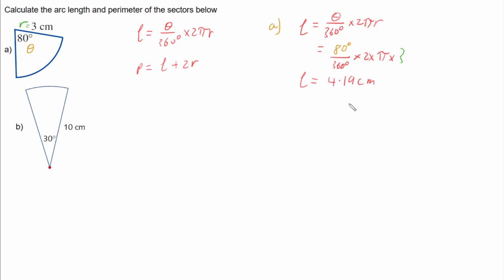4.19 centimeters. Then to get perimeter, which is that arc length plus 2 lots of the radius, so that means I've got 4.19 plus 2 lots of 3. And if I work that out, that means my first sector has a perimeter of 10.19 centimeters.